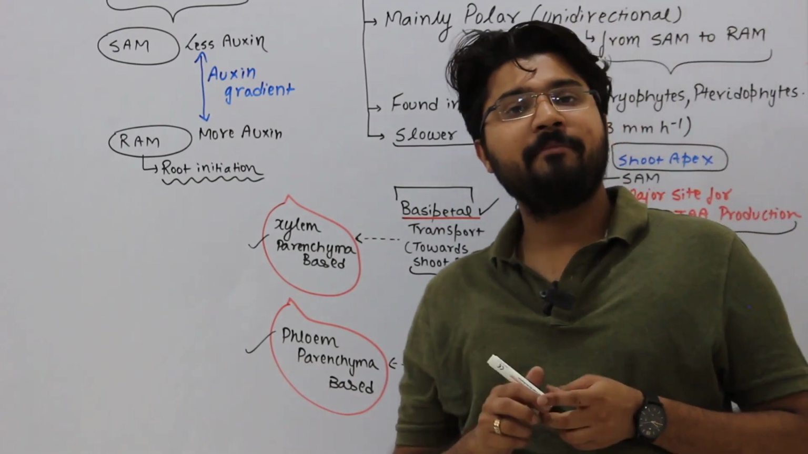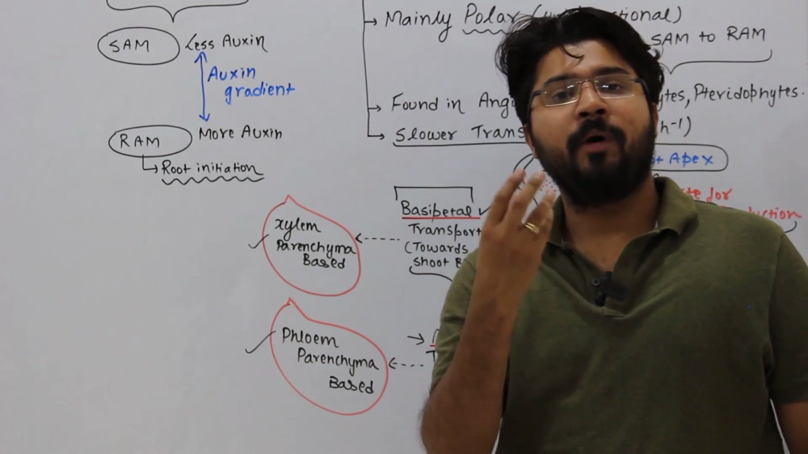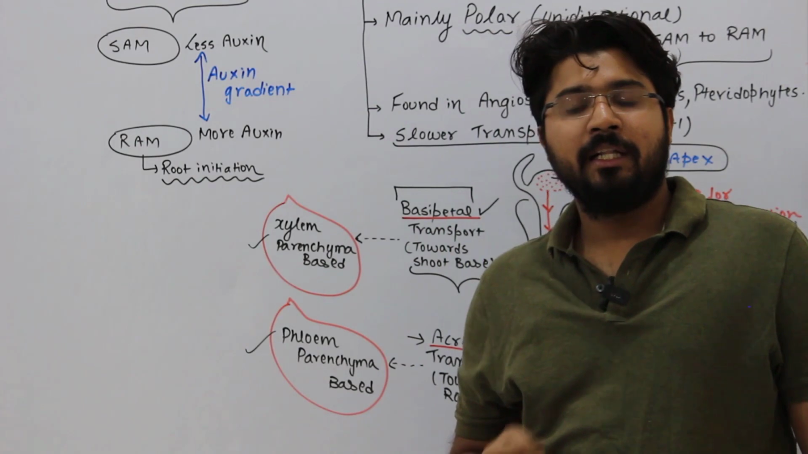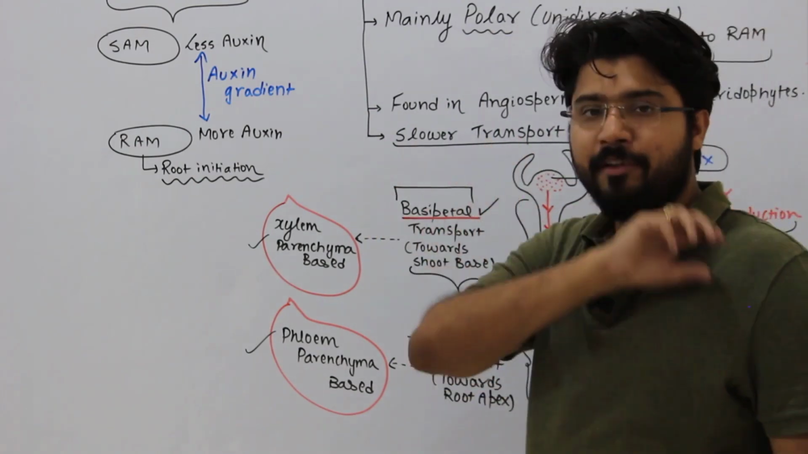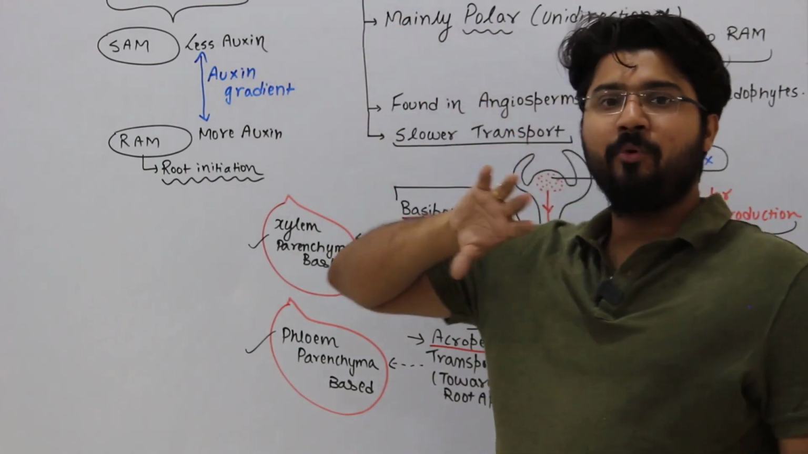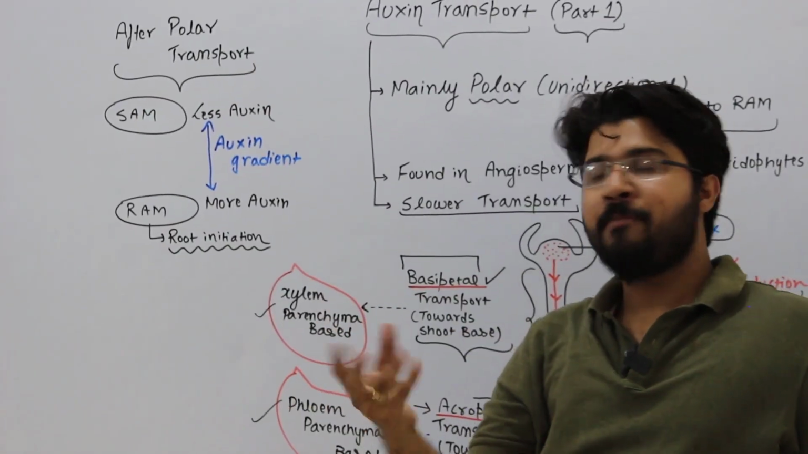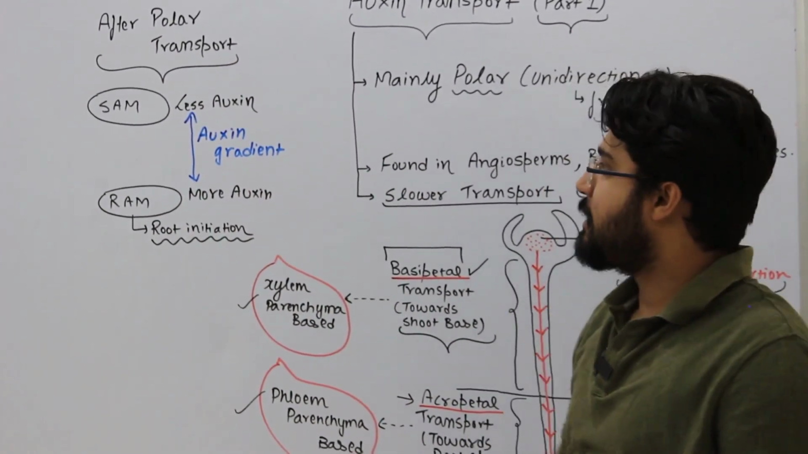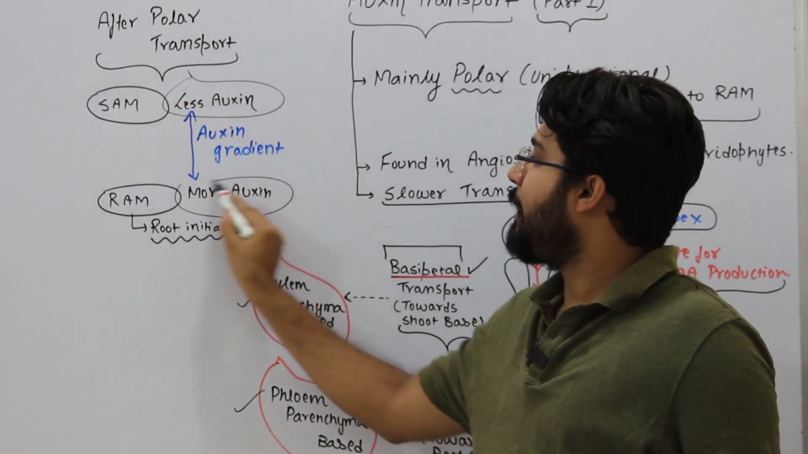Now sometimes in examinations or interviews, somebody can ask you why plant roots are always formed at the base of a plant. The answer comes from polar auxin transport. Do you agree that when polar transport is maximally done, a gradient is created such that the SAM will have less auxin and the RAM will have more auxin?